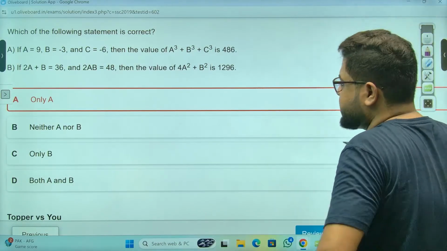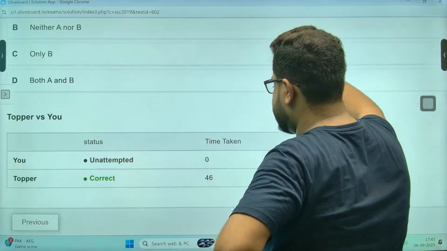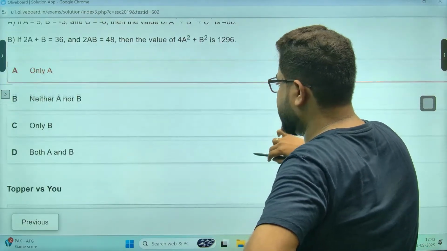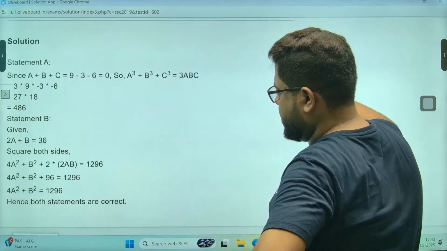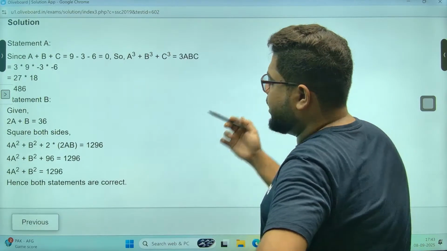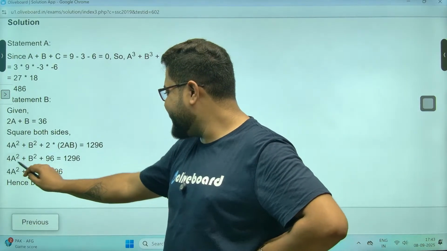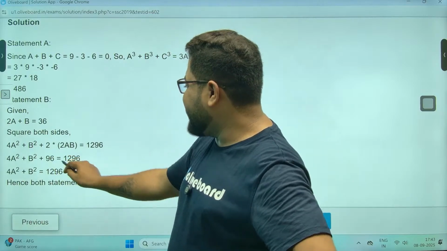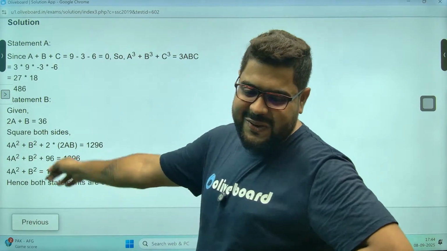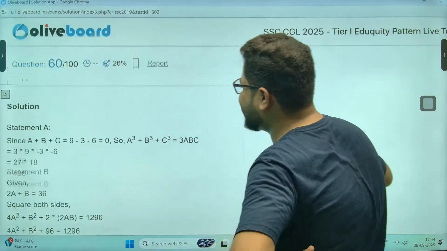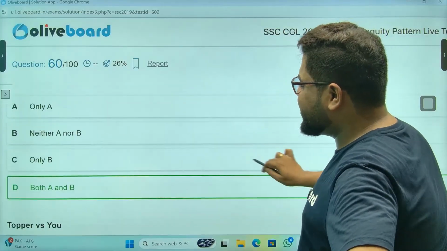No, there is some mistake. There is some mistake. What a calculation. 4a square b square is 96 and the last line also says 1296. Absolutely wrong. This is not right.